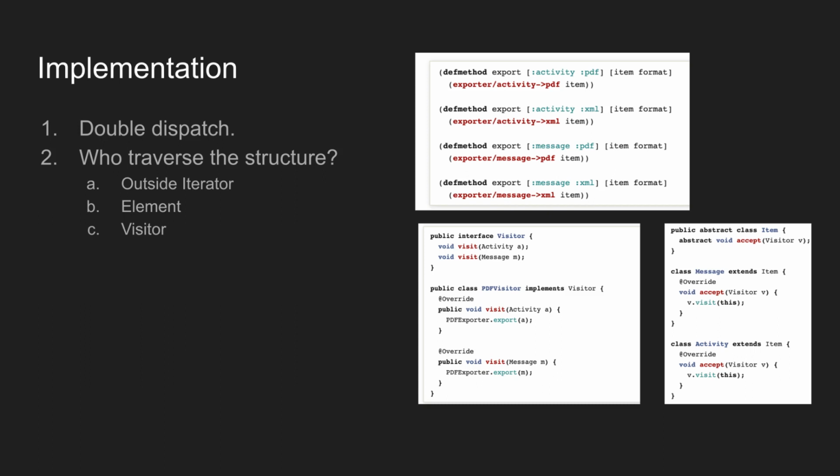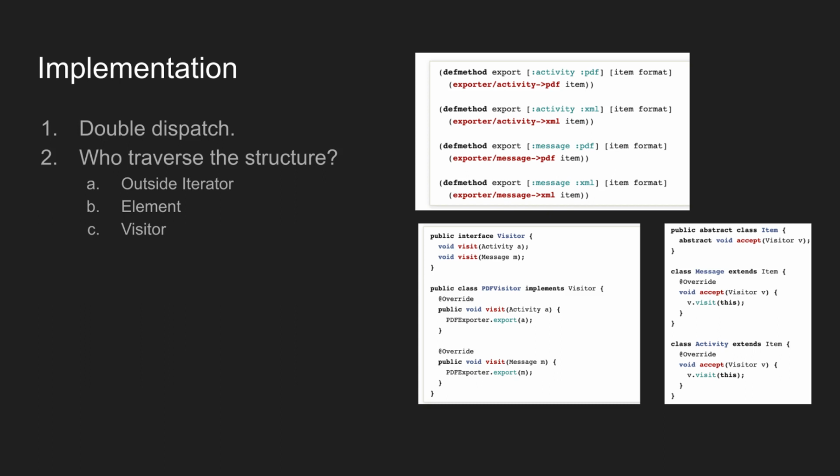Okay. And the second implementation detail is where to write the traversal logic, like who will be traversing the whole structure. So there are 3 places where you can do it. One is you can do it outside, so maybe some iterator. In the case of a file hierarchy, you have a list of files, and then you can go through it and call visit over each of the elements. It could also be inside the element itself.